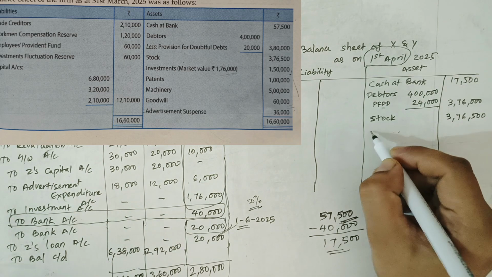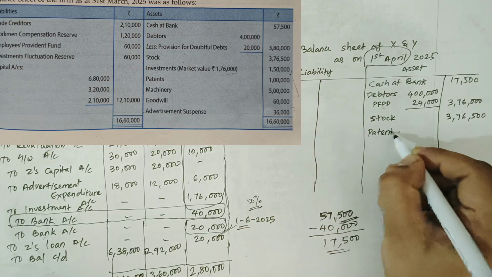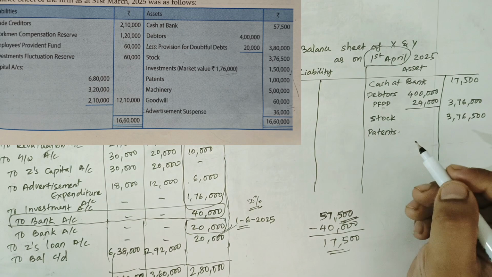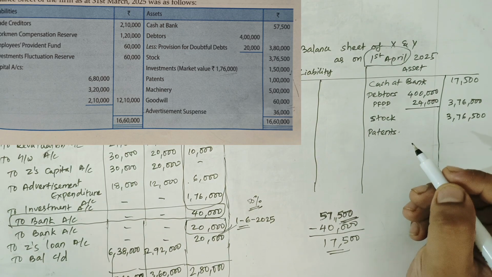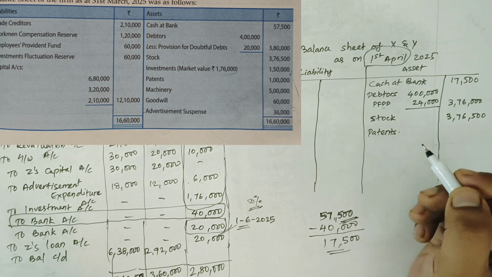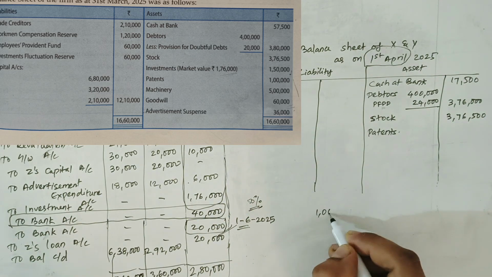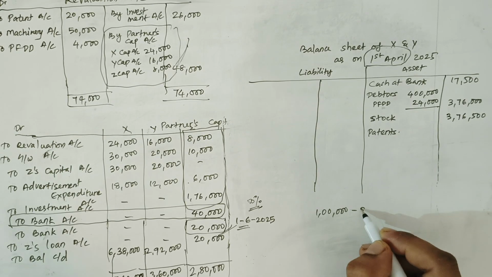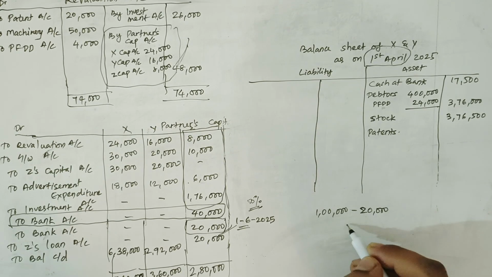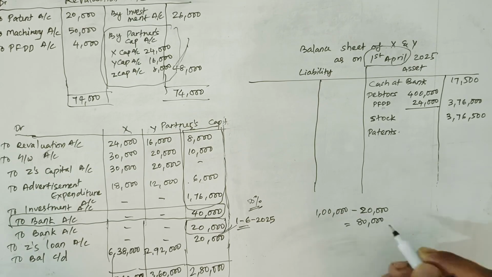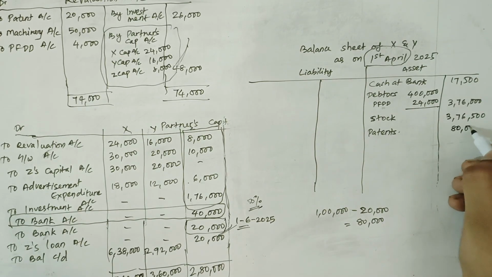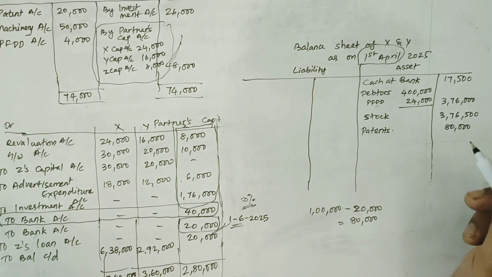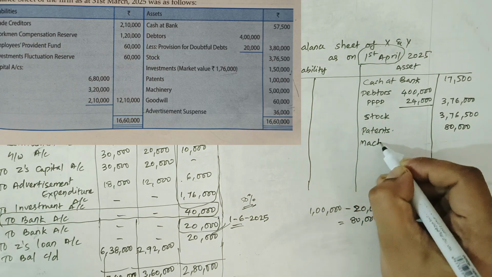Now patents. Patents are reduced by 20%. The old value is 1 lakh. It is reduced by 20%, which is 20,000. The remaining is 80,000. So this 80,000 is the new value of patents to be posted on the new balance sheet.